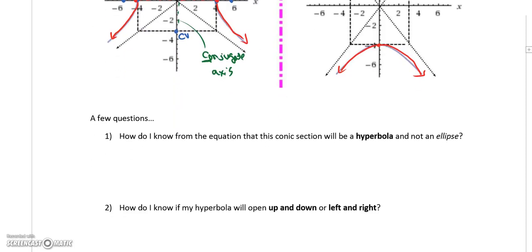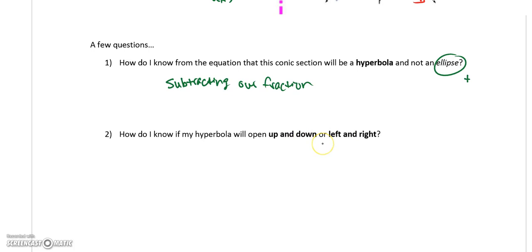Okay, so how do I know from the equation that this conic section will be a hyperbola instead of an ellipse? We are subtracting our fraction. Remember, with an ellipse, we were adding the two fractions. How do I know if it's going to open up or down, left or right? Up or down will be determined by if I have a positive y fraction. Left and right means I have a positive x fraction.